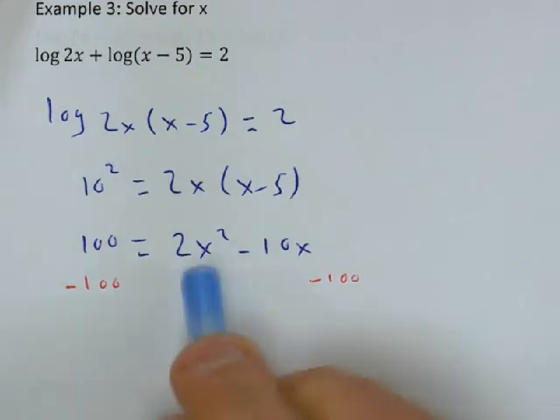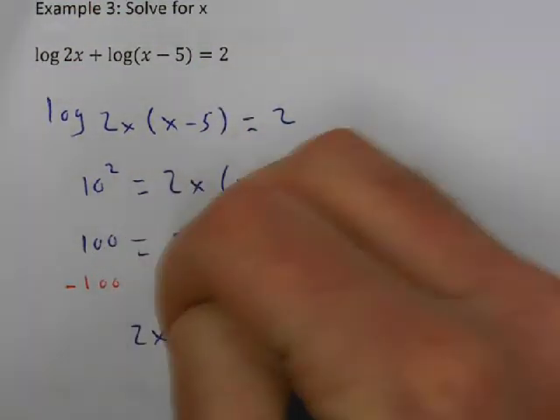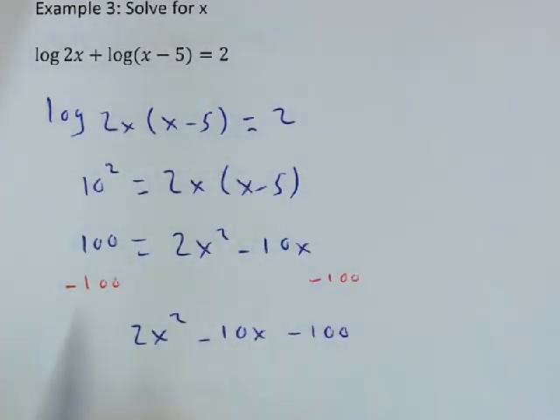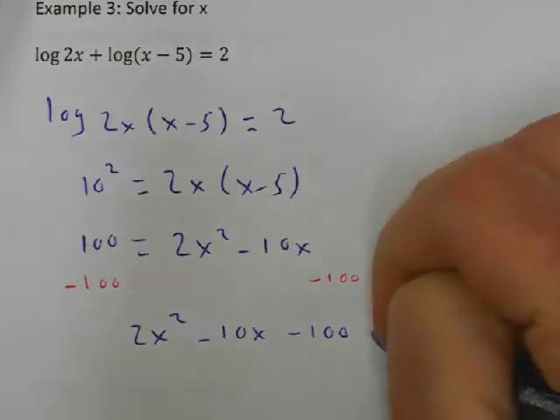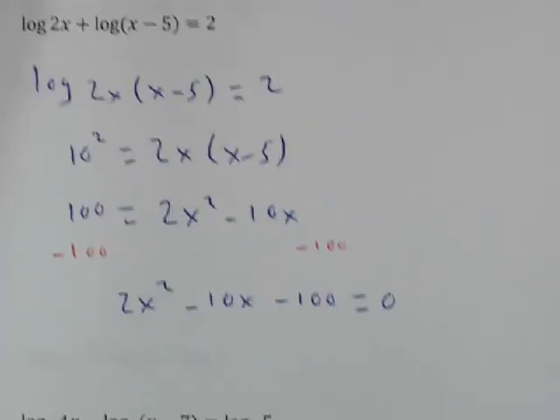And then that's going to give me 2x squared minus 10x minus 100 equals 0. Doesn't matter what side the 0 is on. I'm going to stick it on the right side. Okay. All right. And then how do we solve this quadratic equation?